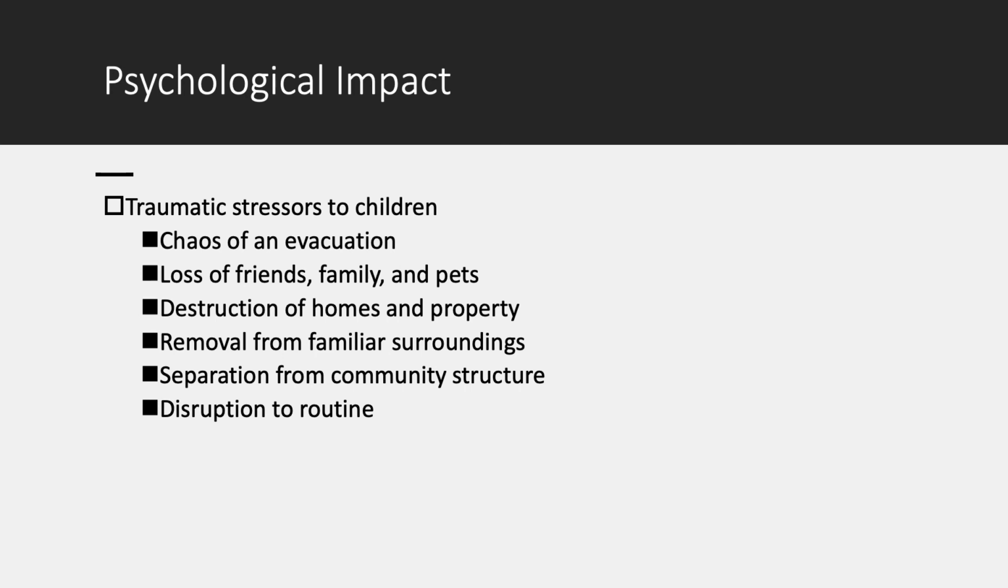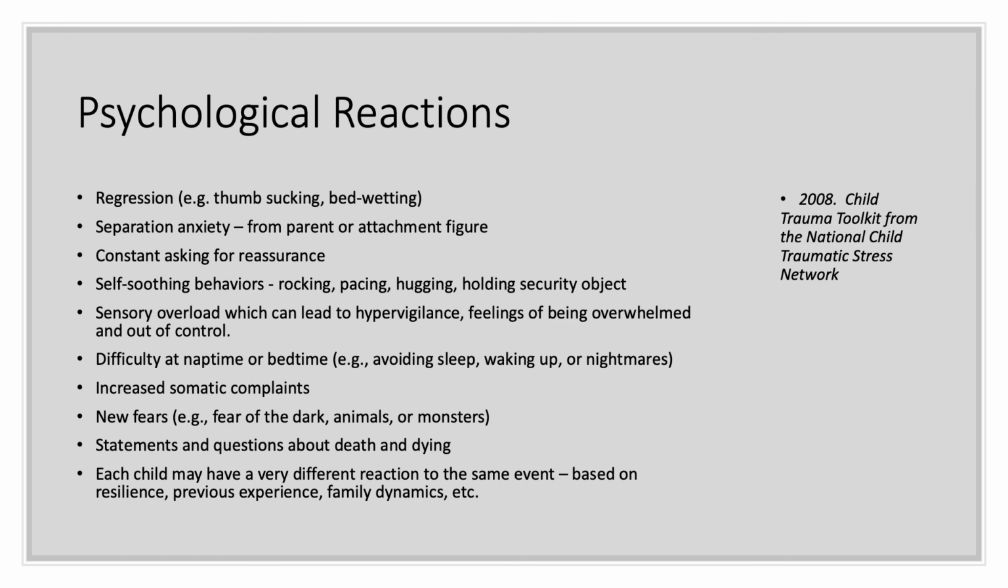Traumatic stress for children is significant and real, from the chaos of an evacuation to the loss of friends, families, and even pets, the loss and destruction of their homes. All of the things they know and love and make them feel safe and secure may be gone or removed. They've lost their community. They're frequently not around their friends, and it is a major disruption to the routine. Some of the psychological reactions that were listed in the Child Trauma Toolkit from the National Child Traumatic Stress Network, which, by the way, is still available and online and free to download, and I would recommend you have a copy of it. So some of the things you may see are regression in children.